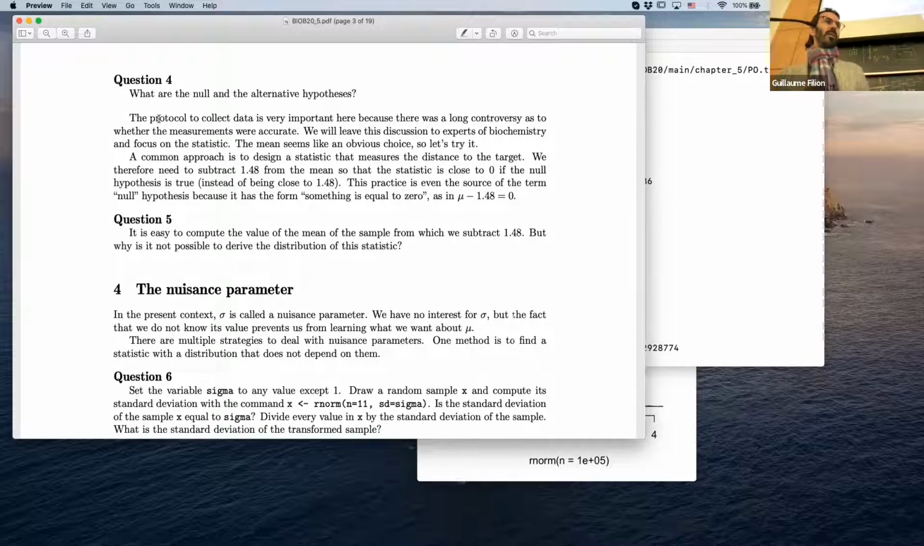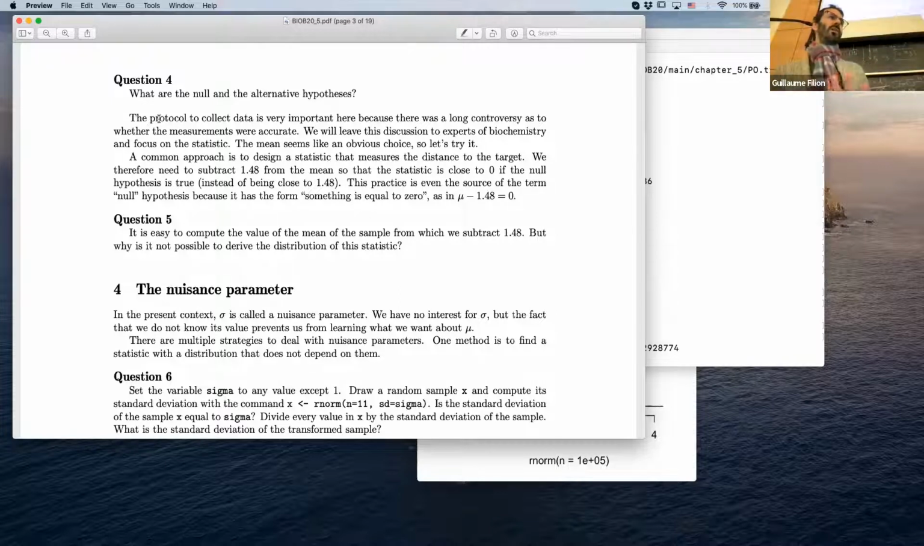The protocol to collect data is very important here because there was a long controversy as to whether the measurements were accurate. That's what we said in the beginning, like it really all boiled down to whether the measurements were good enough. We'll leave this discussion to experts of biochemistry and focus on the statistics in that case.